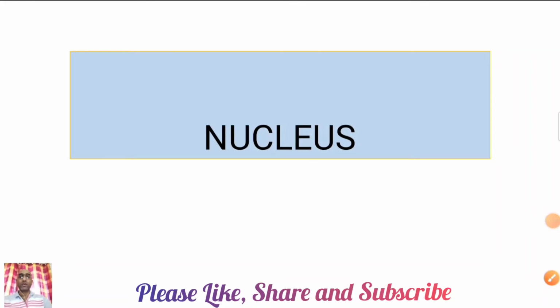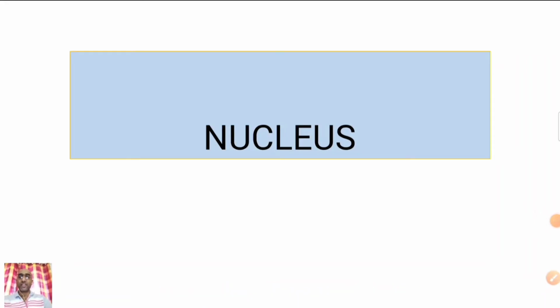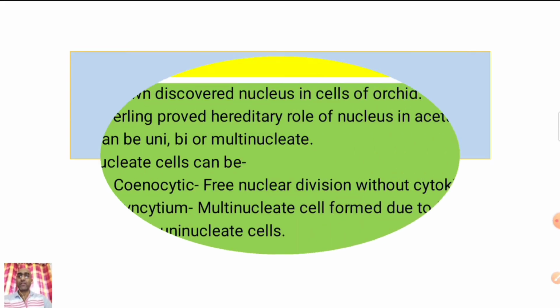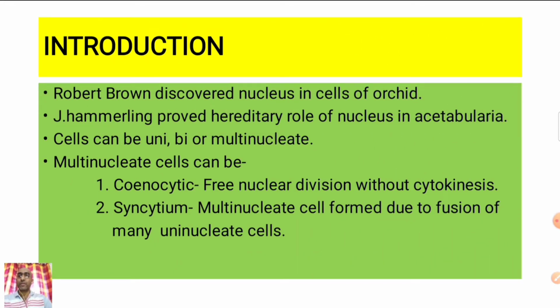So welcome you all to another video lecture on cell biology. Today we'll study about the nucleus. So let us start. From a historical point of view, the nucleus was first discovered by Robert Brown in the orchid plant. Now J. Hammerling first proved the hereditary role of the nucleus in Acetabularia.